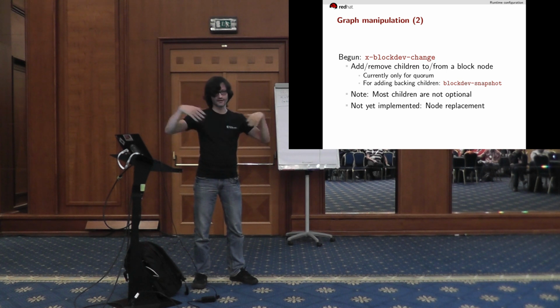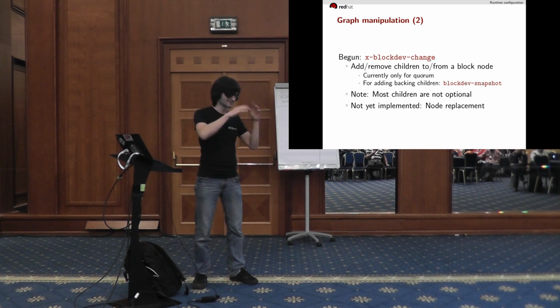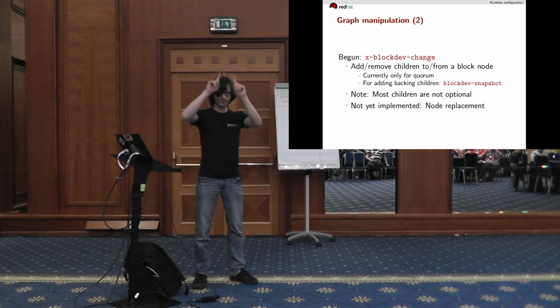Now, the thing is that most children are not actually optional. So Quorum supports any amount of children. You can freely attach and detach children. It's just some duplication driver. So in the most simple case, it will just hand down requests from its parent to all its children, and that's all it does.